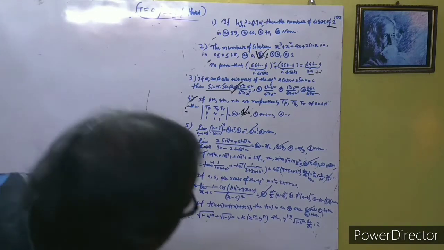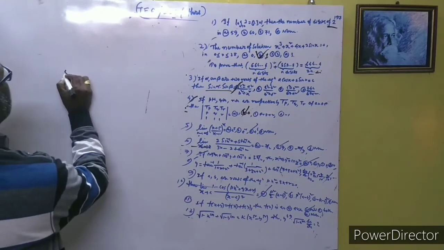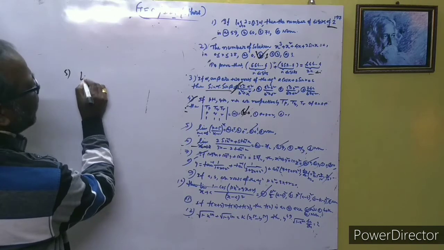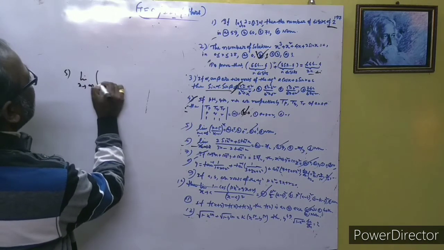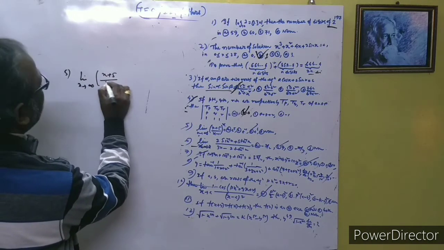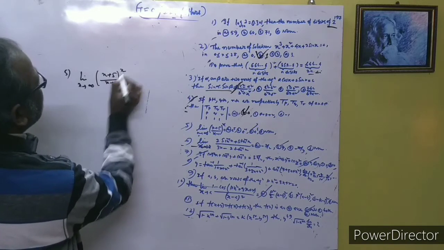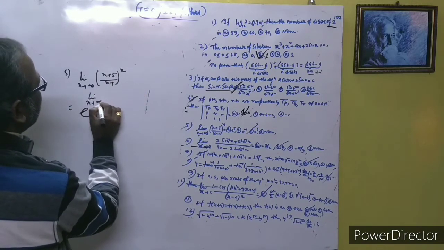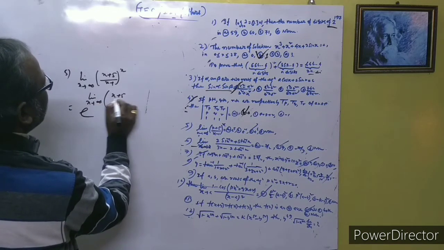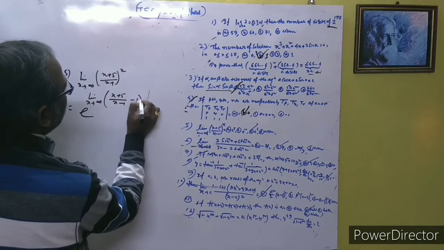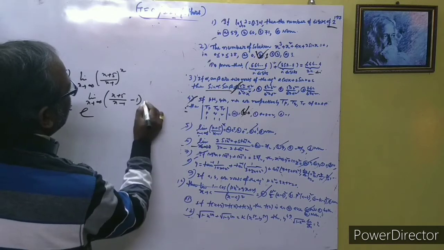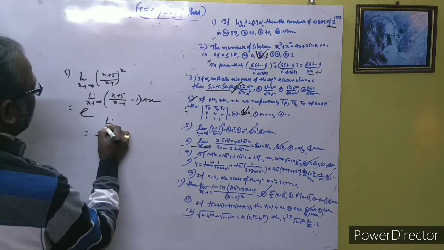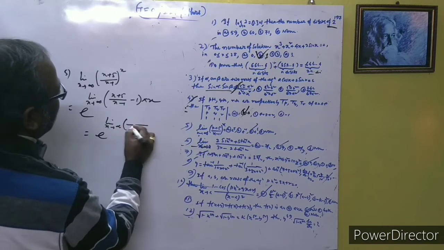And now we want to introduce question number 5 and see how we can solve this easily. This is a variable to the variable. See, the limit as x tends to infinity of (x plus 5 over x minus 1) whole to the power x. We can write it like that: e to the power limit as x tends to infinity of x times (x plus 5 by x minus 1 minus 1), and take an LCM.